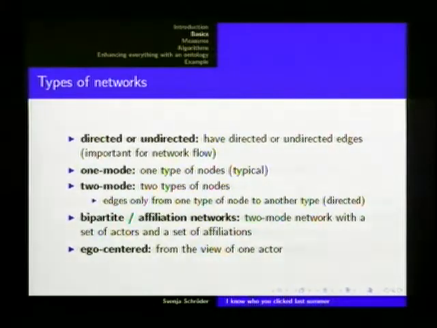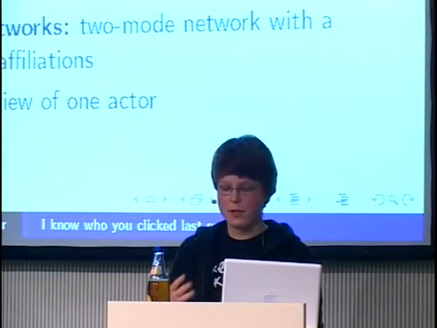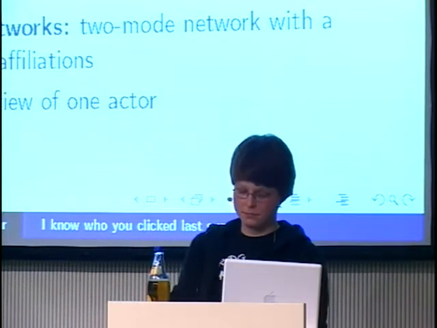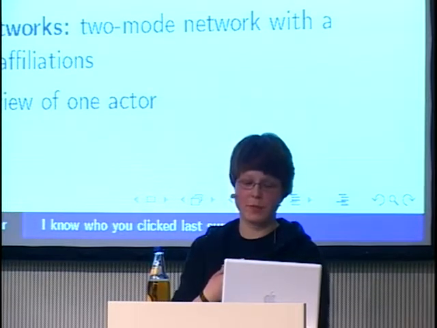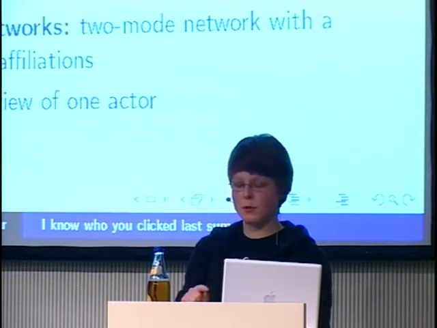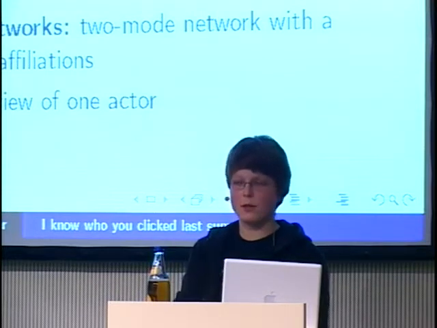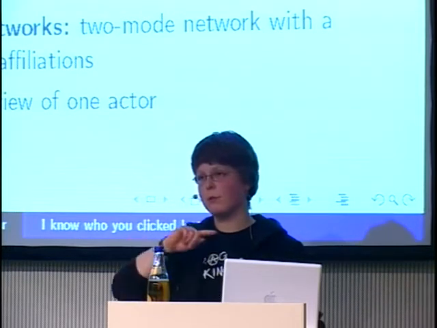So what I described is also a bipartite or affiliation network. It's a two-mode network with a set of actors and a set of affiliations. And an affiliation is something you can attend or have. So in this network it says which persons are connected to which affiliations. If I would take all those talks of this Congress as affiliations, I could model which person is attending which talks.